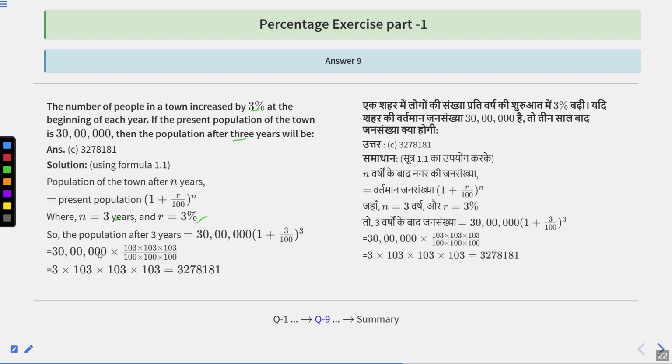So from here it is going to become 30 lakh into 1 plus 3 upon 100 is 103 upon 100, but power is 3. So 103 into 103 into 103 upon 100 into 100 into 100. From here we are going to get 32,78,181 as the population after 3 years. Option number C is the right answer.